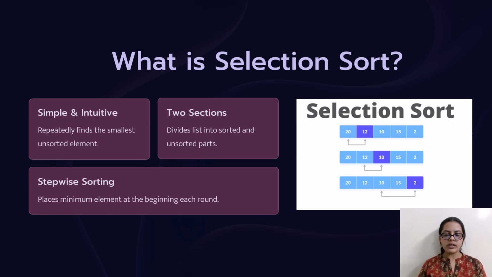Selection sort is a comparison-based sorting algorithm. It sorts an array by repeatedly selecting the smallest element from the unsorted portion and swapping it with the first unsorted element. This process continues until the entire array is sorted. It is simple and intuitive. That is, it repeatedly finds the smallest unsorted element. The array is divided into two sections, sorted and unsorted, and sorted stepwise. It places the minimum element at the beginning of each round.